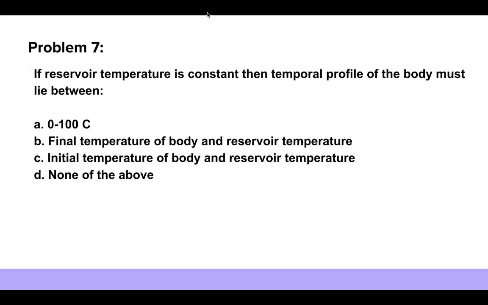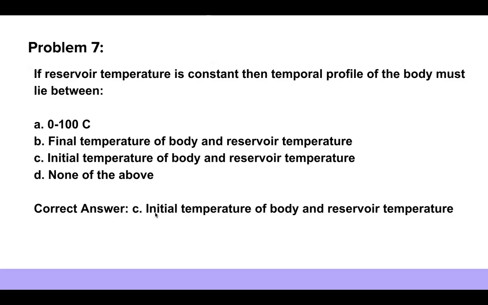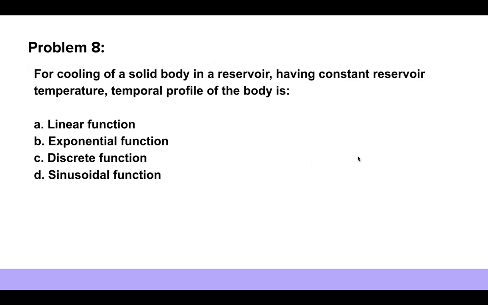What is the answer for this question? If the reservoir temperature is constant, then the temporal profile of the body must be between the initial temperature of the body and the reservoir temperature, option C. We have already seen the plot. It starts from the initial temperature and asymptotically goes towards the reservoir temperature. I hope that is clear. Now question number 8: for cooling of a solid body in a reservoir having constant reservoir temperature, the temporal profile of the body is... It's a very quick question. I'll give you 1 minute.